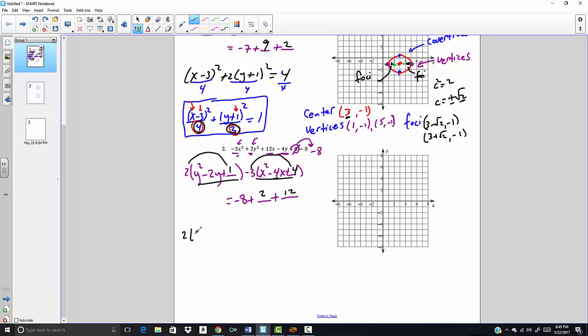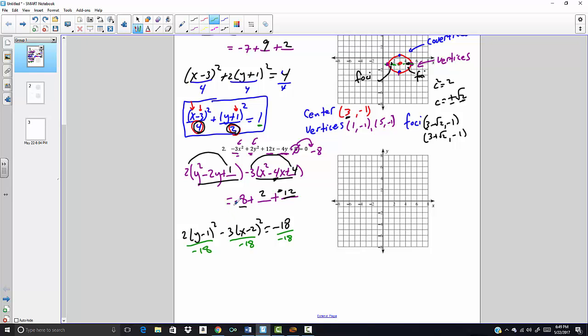I'll have 2, and then a y, half of -2, which is -1, all squared, minus 3, and then the x, and half of -4 is -2, all squared. And then this is a -12. I didn't put that. It's -3 times 4, it's a -12. So we have -8 minus 12, which is -20, plus 2, so it'll be -18, as we said in class. Well, it's a hyperbola, and like the ellipse, it should equal 1. So we're going to have to divide everything by -18 now.